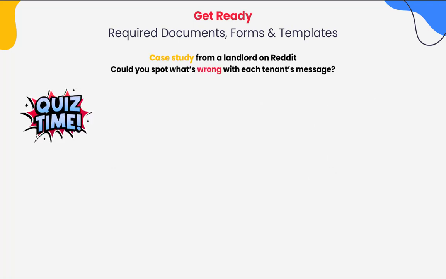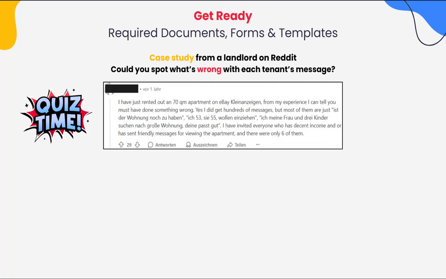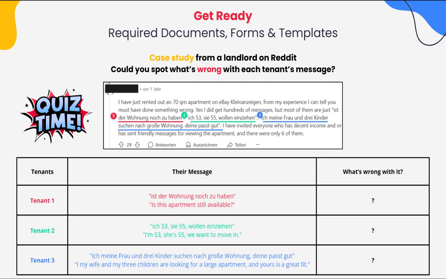I want to share a story from a real landlord who posted on Reddit. He received hundreds of messages, but most of them were not great. Tenant 1 wrote him, "Is this apartment still available?" Tenant 2 wrote, "I am 53, she is 55, want to move it." Tenant 3, "I, my wife, and my 3 children are looking for a large apartment, and yours is a great fit." Can you spot what's wrong with each of these messages?